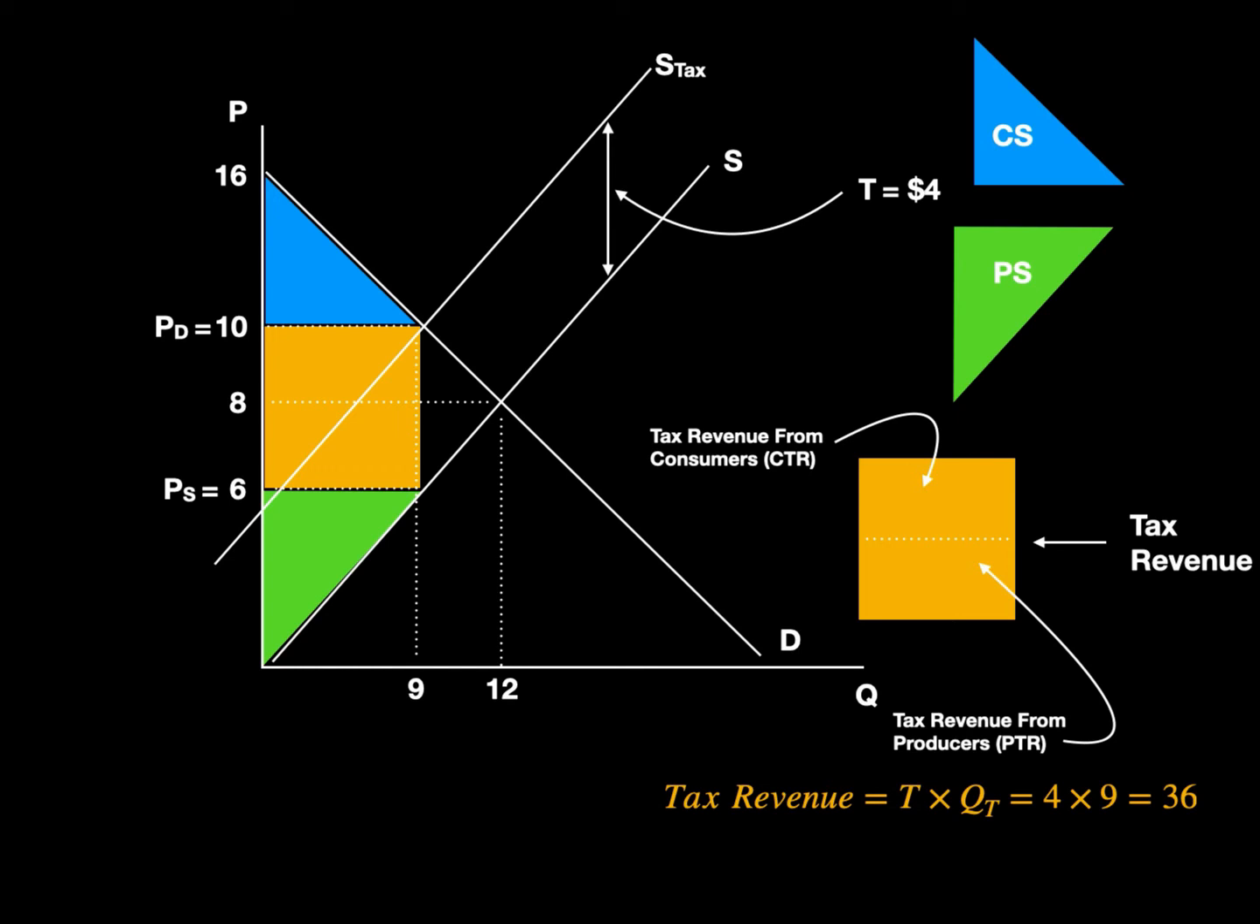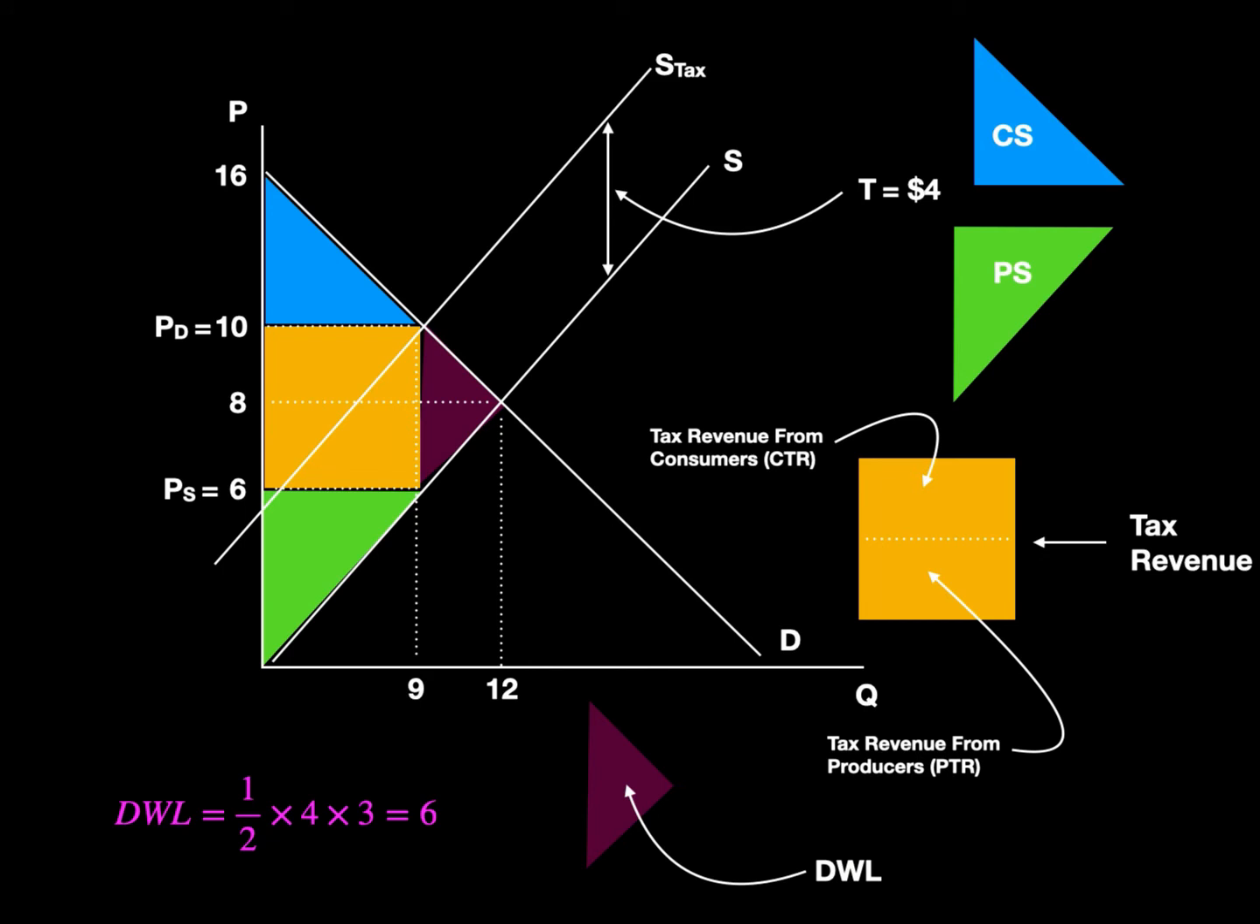What is the deadweight loss from the tax? The purple area represents deadweight loss. It is equal to $6. Recall, deadweight loss is the amount by which the overall gains from trade have decreased below that which would have been possible in a competitive market where gains from trade are maximized.